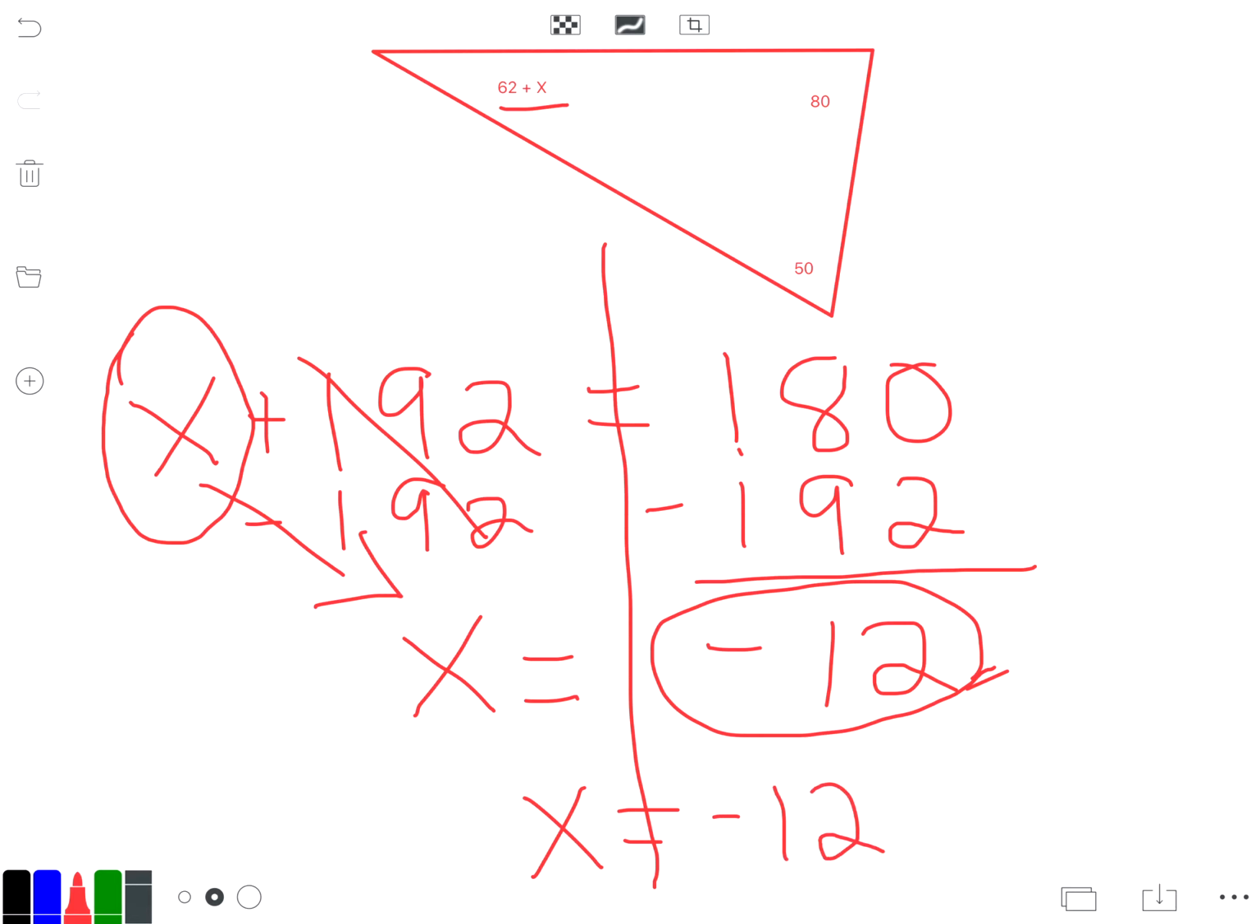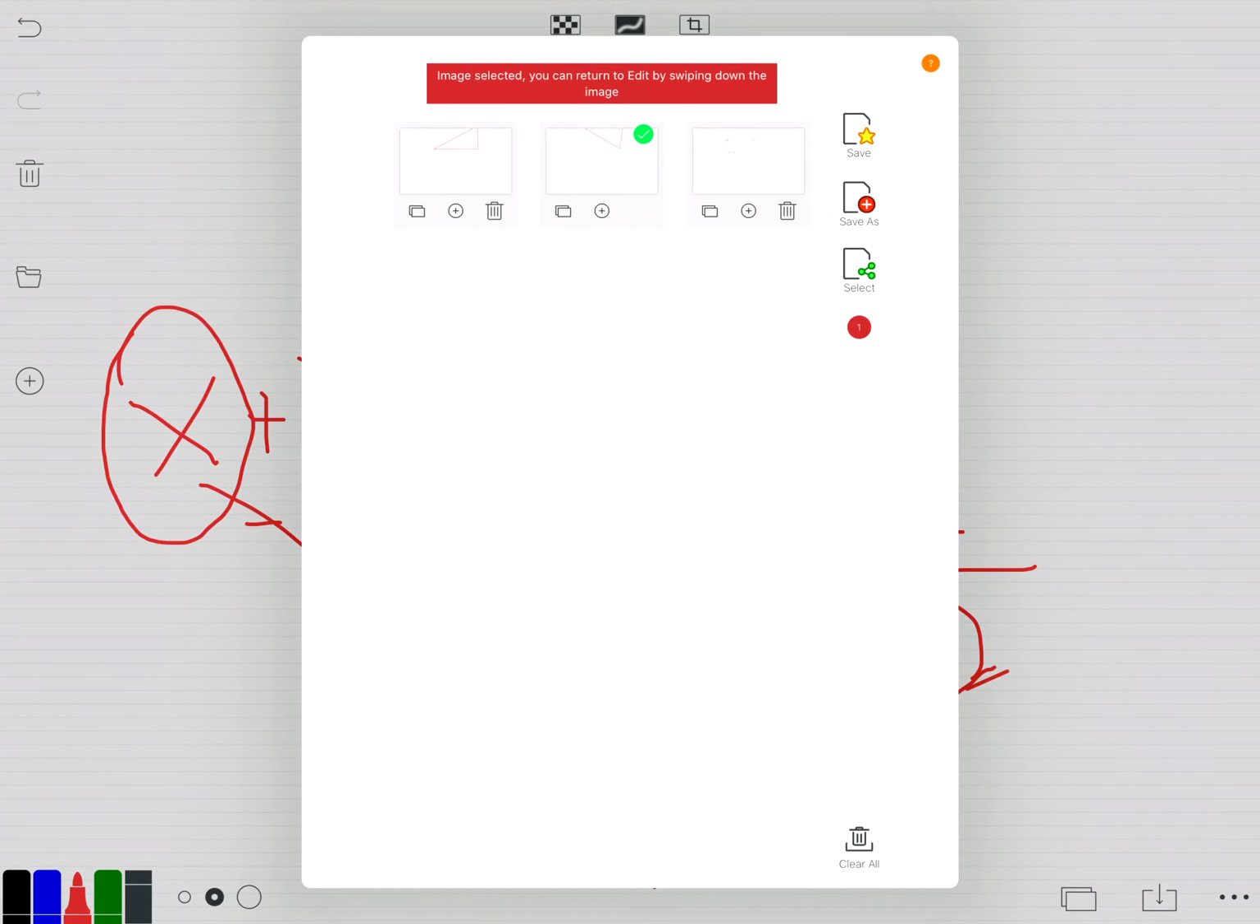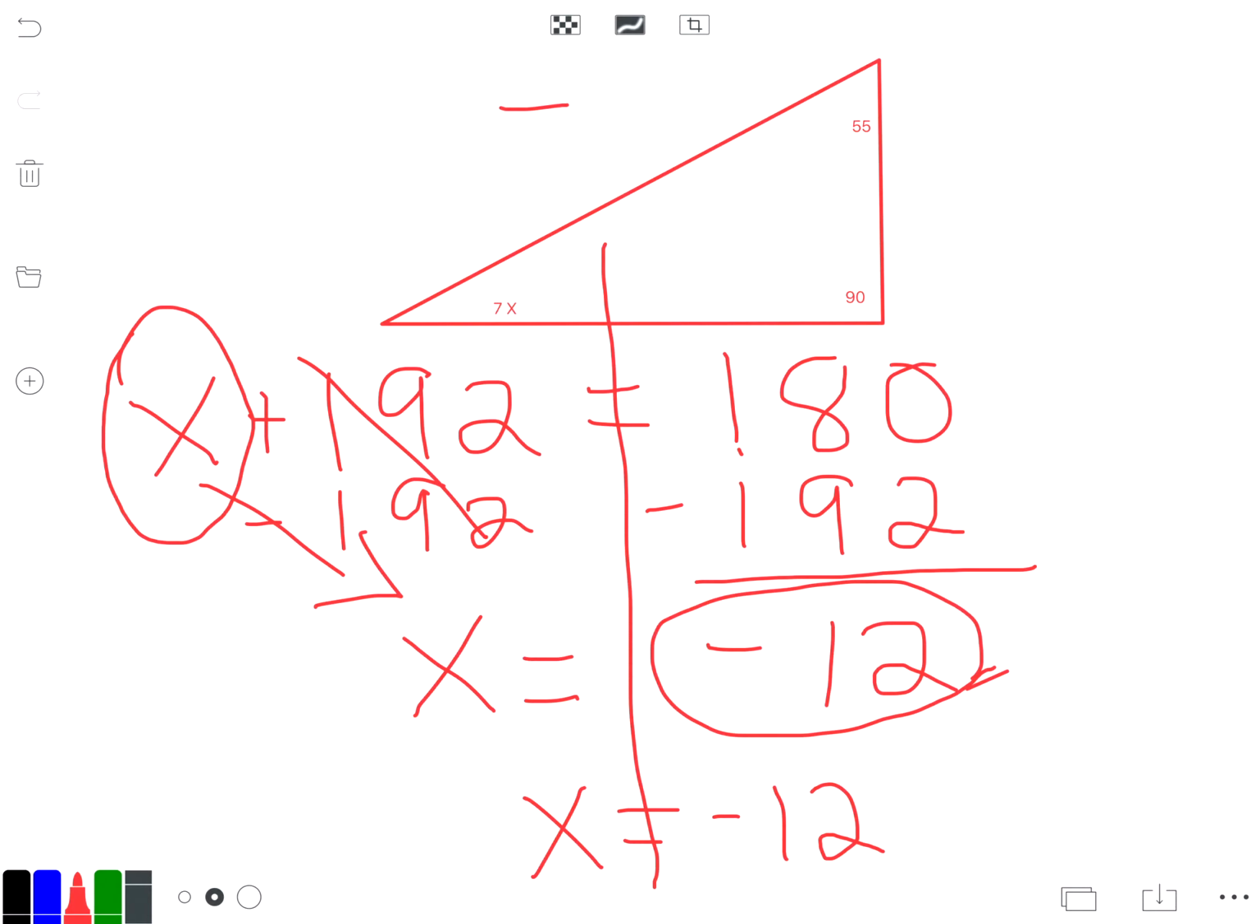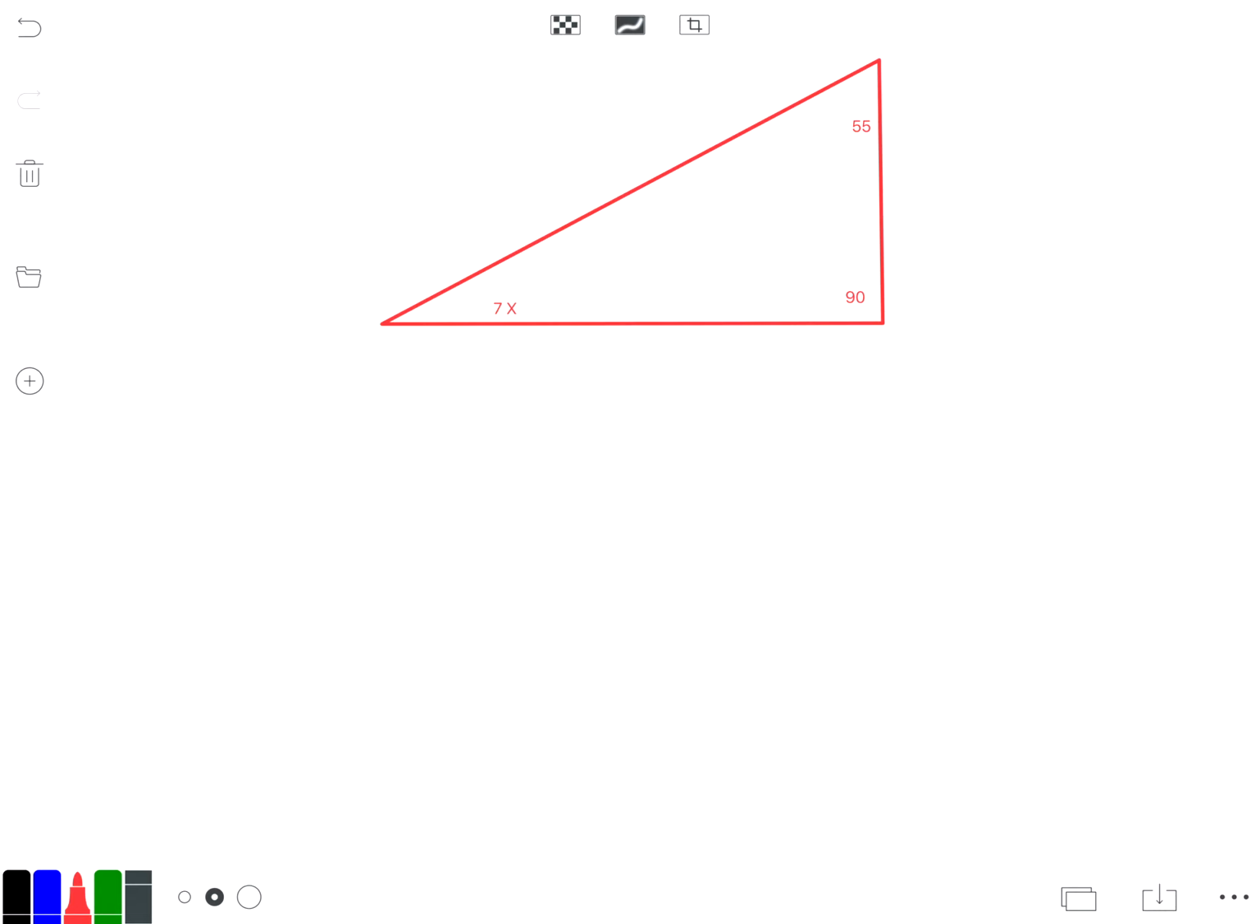All right, so this one was not that bad. I'm going to do another one. I think the next one is 14, I believe. Let's look. Okay, so now we have 14.